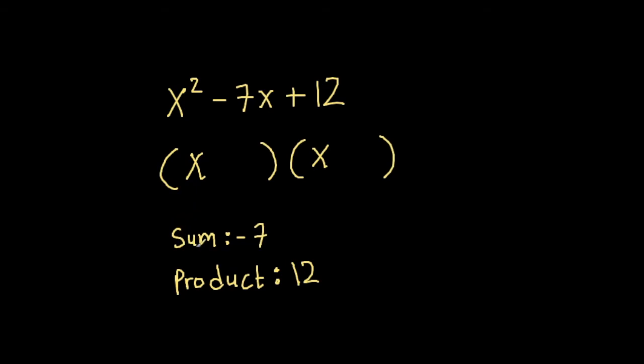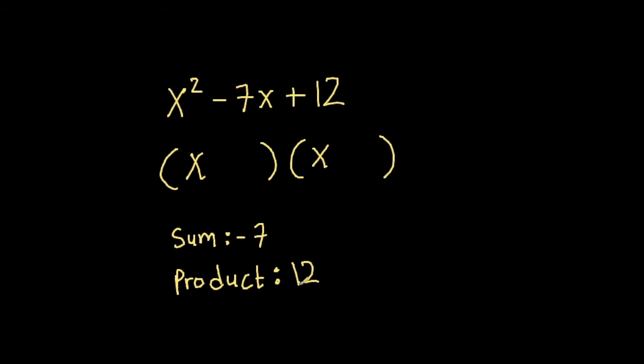Well, we look at the sum. The sum is negative. Okay? And so this immediately tells me that the numbers that we're looking for are both negative. They can't be positive because otherwise the sum will be positive. So we only consider the negative factors of 12.